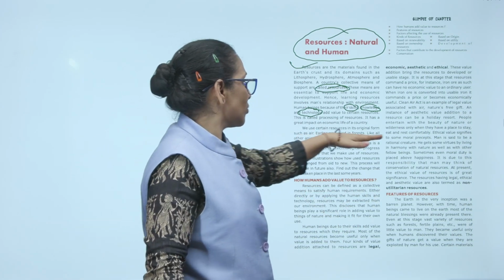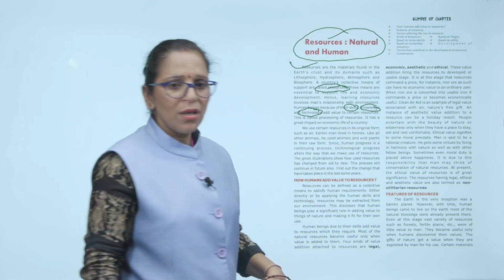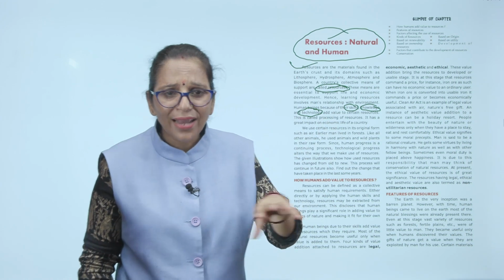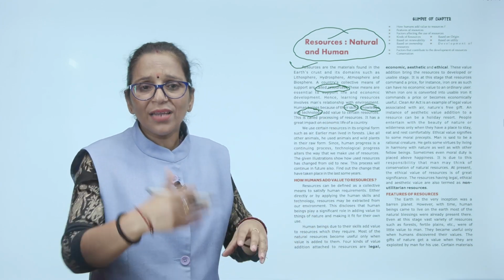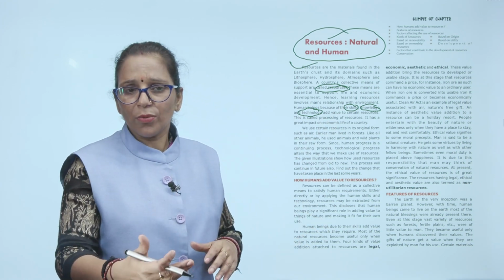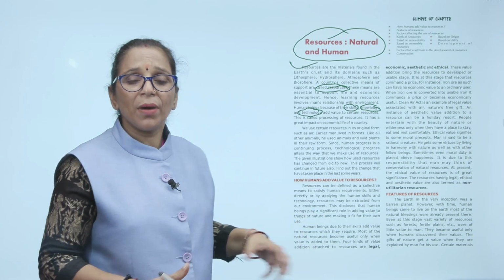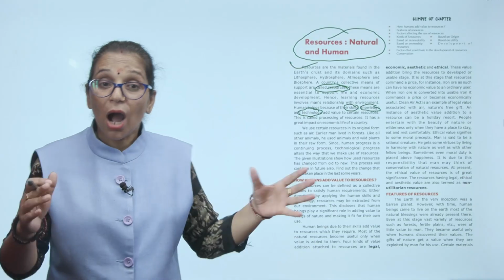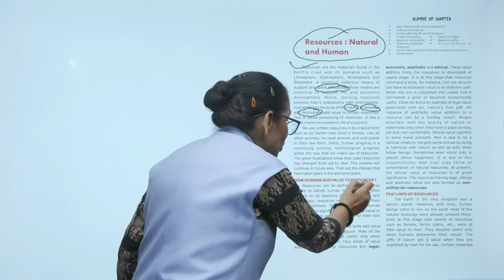Now we use certain resources in their original form, like air. Earlier, men lived in forests like all other animals. He used animals and wild plants for continuing life. But these days, what has happened? With the proper process we are converting things according to our utilization. Now see how humans add value to resources.